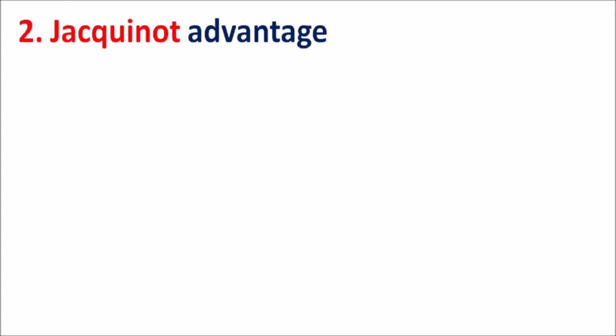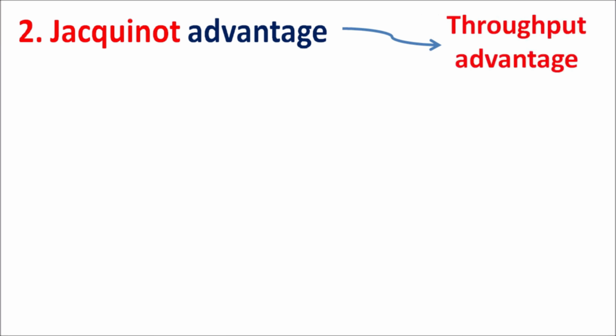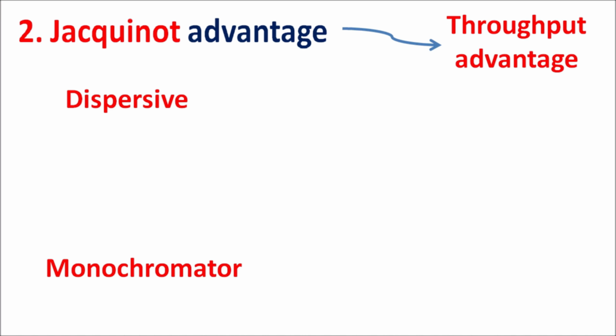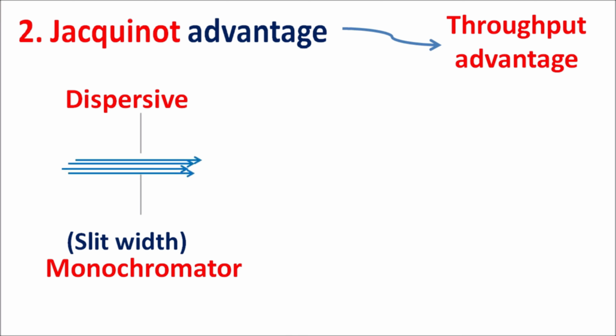The second one is Jacquinot's advantage. This advantage is also called the throughput advantage. In the dispersive IR spectrometers, we can observe the monochromator, which is not present in the FTIR. The monochromator uses slits through which radiation can enter or leave. Here the slit width is very important to control the resolution of the spectra. Suppose the slit width is like this, some of the radiation can pass through the slit into the detector, and few of the radiation cannot pass.